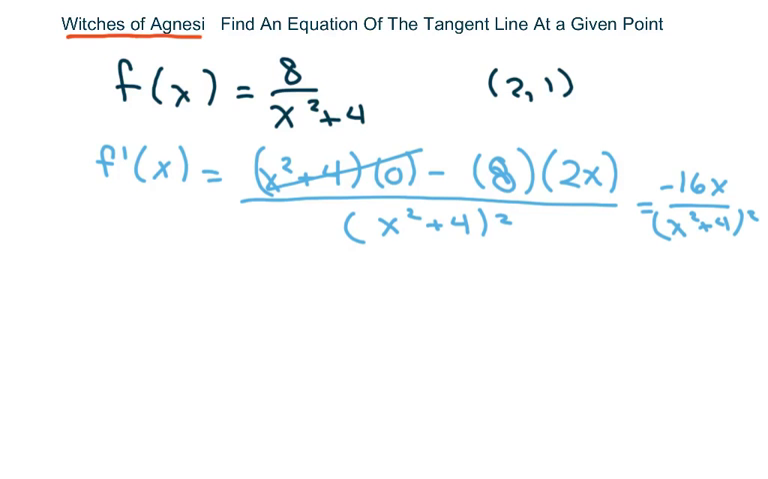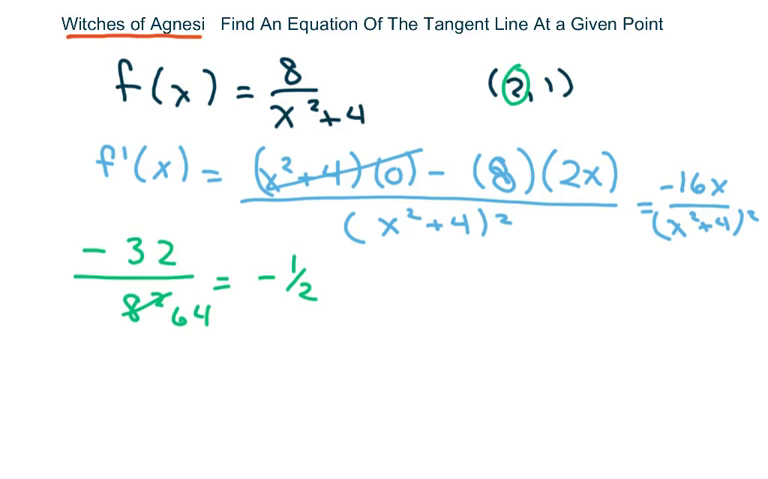Now we just plug in our 2, and everywhere there's an x, we get negative 32 over 8 squared. And so that's going to be negative, this is 64, so this is negative 1/2.